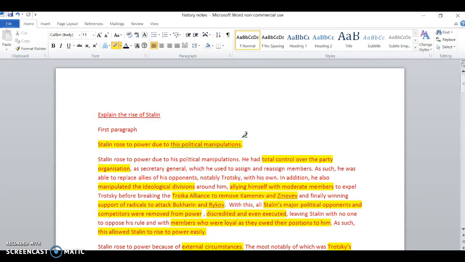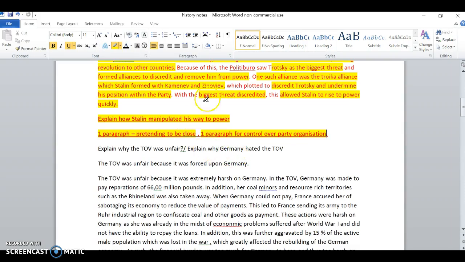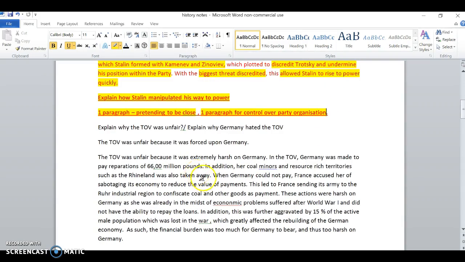Okay, so this is one way they can ask you. Another way they can ask you is by doing this. Explain how Stalin manipulated his way to power. In this way, you have to write one paragraph for 1 point. So you can put one paragraph for pretending to be close to Lenin, and one paragraph for control over party organizations, and then you just write it in the same way that is in your notes. Okay, so that should be pretty easy.